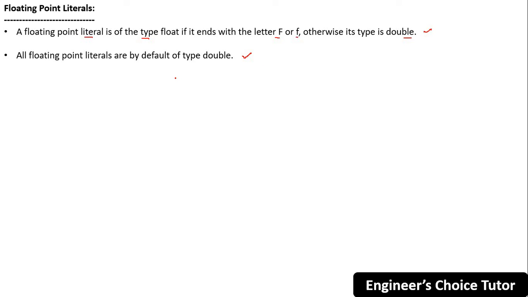For example, I have this floating point literal 10.4. What is the first point? If it ends with capital F or small f. Here there is no capital F or small f, so it is of what type? Double type. If you want to make it a float, then you have to write 10.4f, then only it will be considered float type. Otherwise, by default, it is double type. Now clear? Fine.